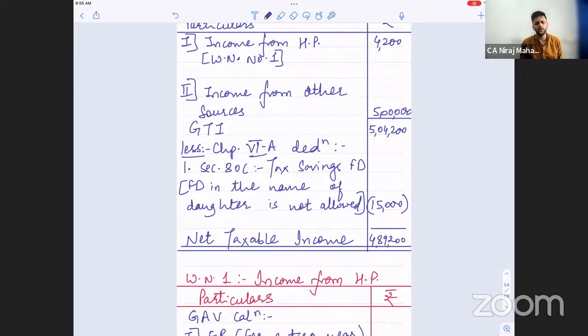Now, wherever you want to make an assumption, we can make an assumption, but give it in the notes. It is assumed that the loan taken for reconstruction is not yet repaid, or the principal outstanding in the beginning of the year is rupees 2 lakhs. This point you can put in the notes. Correct?